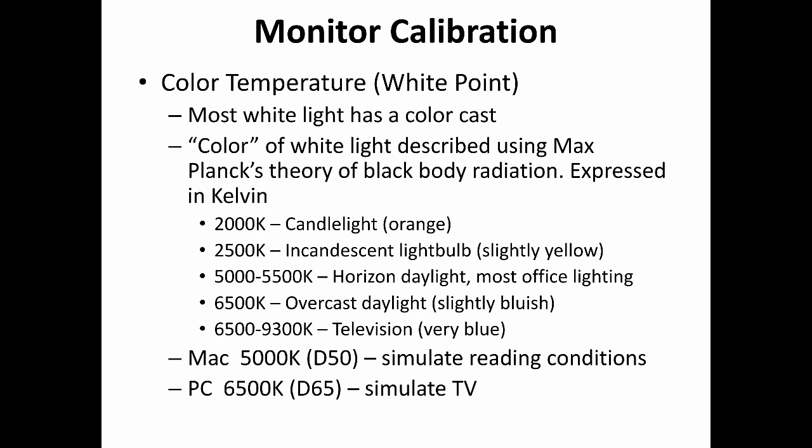But then just a few years ago, at the same time that Apple changed their native gamma setting from 1.8 to 2.2, Apple also changed their native white point from D50 to D65. So now, essentially, all computers that are sold are coming with default settings of 2.2 gamma and D65 for the white point or color temperature.